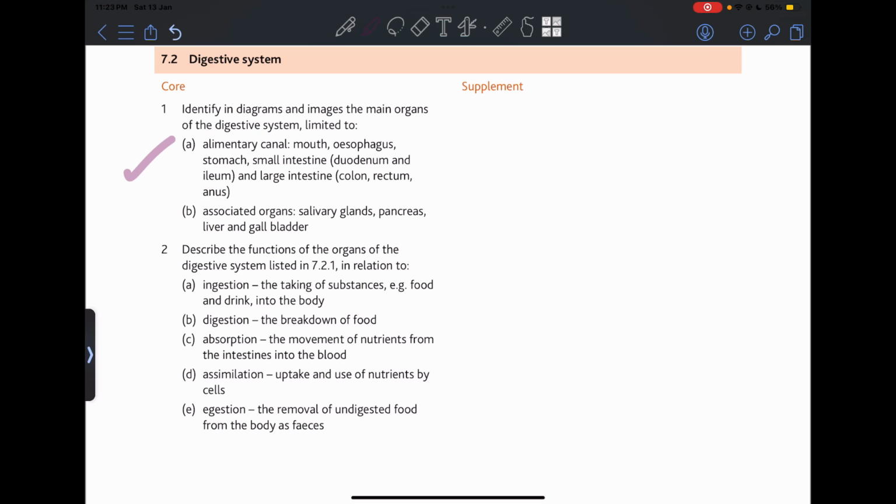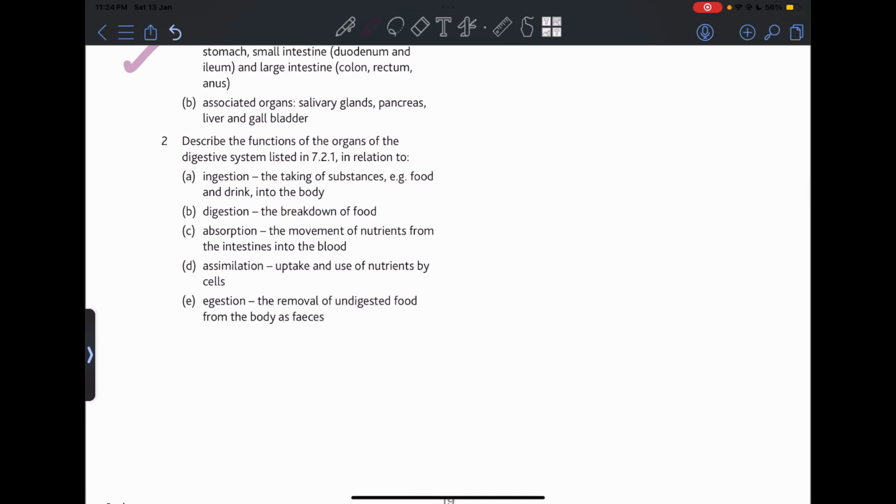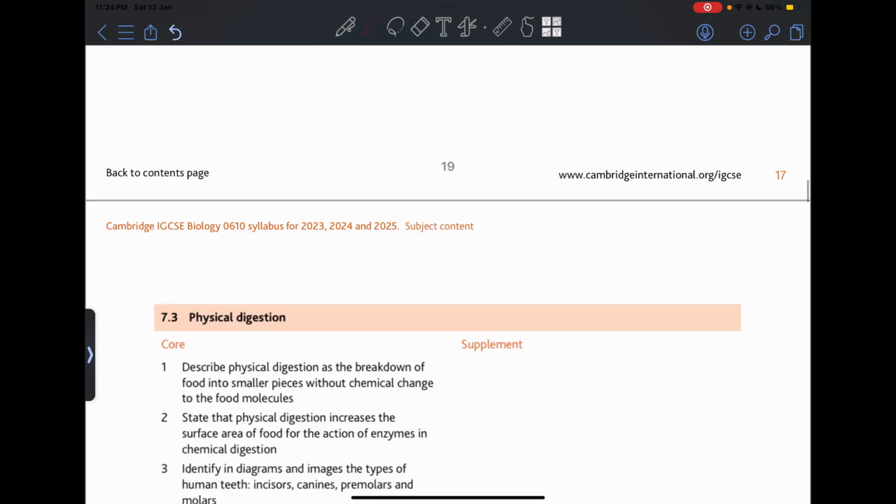And you have to know that ingestion is the taking in of substances, for example, food and drink into the body. So these are basically definitions you have to know. Digestion is the breakdown of food. Absorption is the movement of nutrients from the intestine into the blood. Assimilation is the uptake and use of nutrients by the cells. Egestion is the removal of undigested food from the body as feces. So all of these are definitions. You have to understand them as well, not just memorize them.